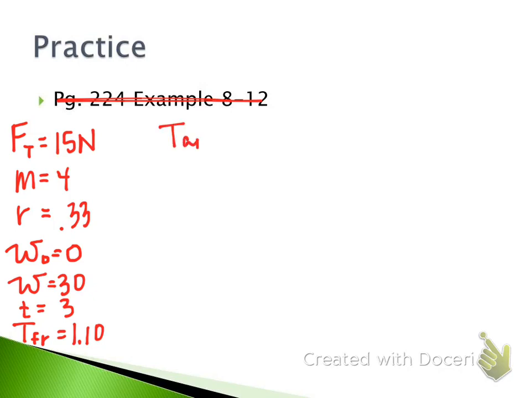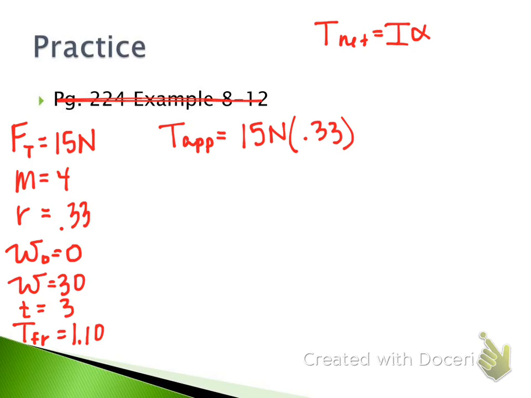Okay, so torque applied is our force, which we are applying straight down, which is perpendicular to our radius, of 15 newtons times our radius, which is 0.33 meters. Does that make sense why we're doing that? Our overall goal, again, is solving for moment of inertia, and so we'll take this equation to help us solve for moment of inertia. The torque by our applied force, I came out with about 4.95.